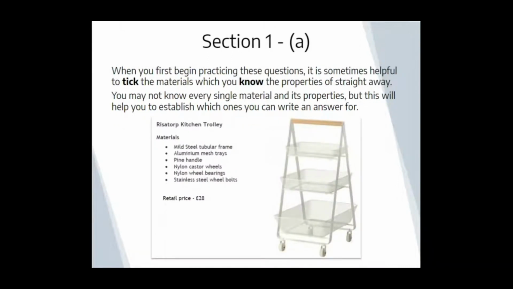When you first begin practicing these questions, it's sometimes helpful to tick the materials which you know the properties of off the top of your head straight away. You might not know every single material and its properties, but this will help you to establish which ones you can actually write an answer for just now. So for example, for the Risotorp kitchen trolley, off the top of my head, I know the properties of the aluminium mesh trays, the pine handle, the nylon caster wheels and wheel bearings, and the stainless steel wheel bolts. So already I've got 4 at least materials that I know I can write an answer for this one trolley.